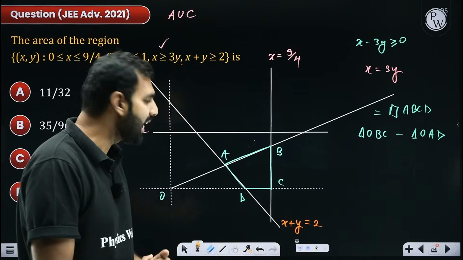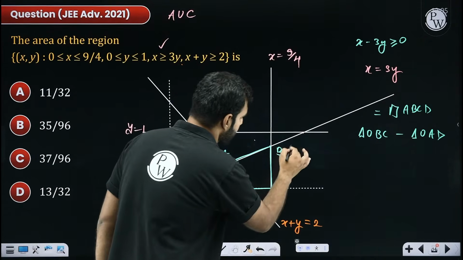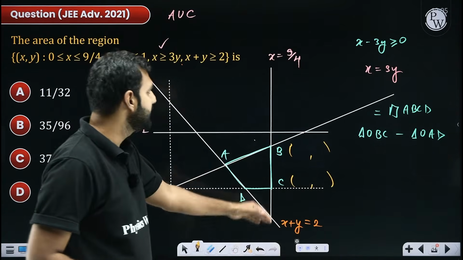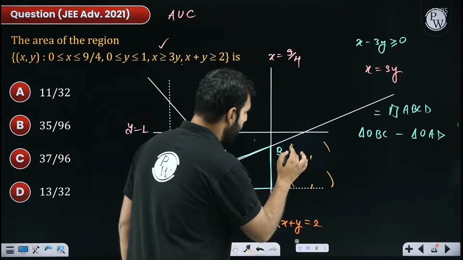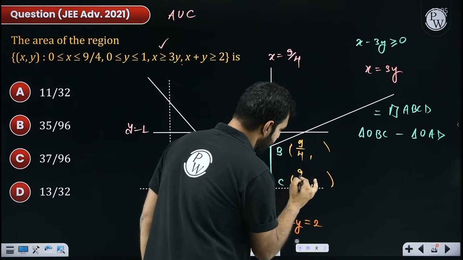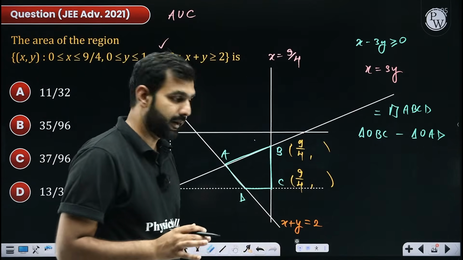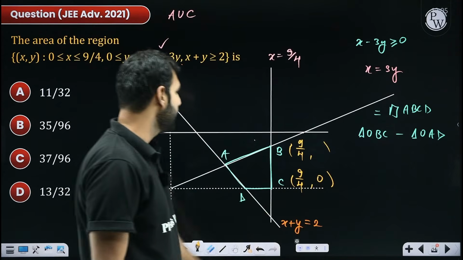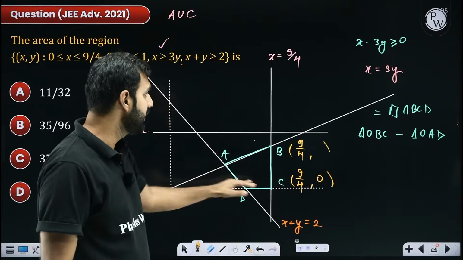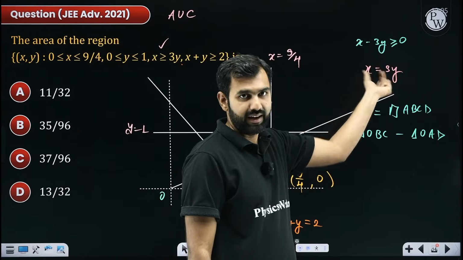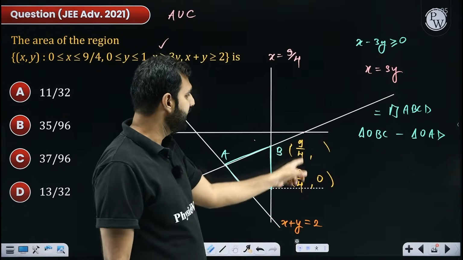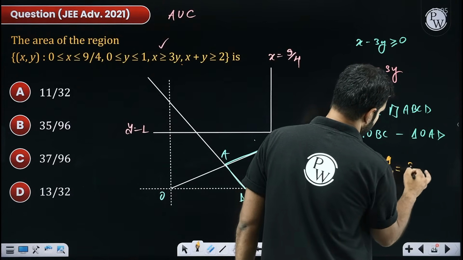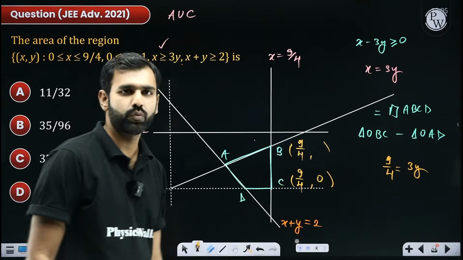First of all, we are sure about one thing: the coordinates of B and C. What about the coordinates of B and C? Sir, B and C are lying on x equals 9 by 4. So their x coordinate is going to be 9 by 4. But here, C, I hope, is clearly on the x-axis, so the y coordinate will be 0. For B, 9 by 4 solved with this line, x equals 3y. So if I put 9 by 4 here, 9 by 4 equals 3y, so that we receive as 3 by 4.